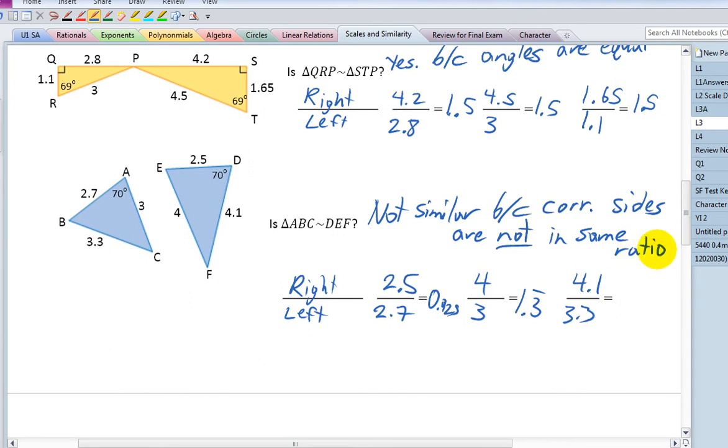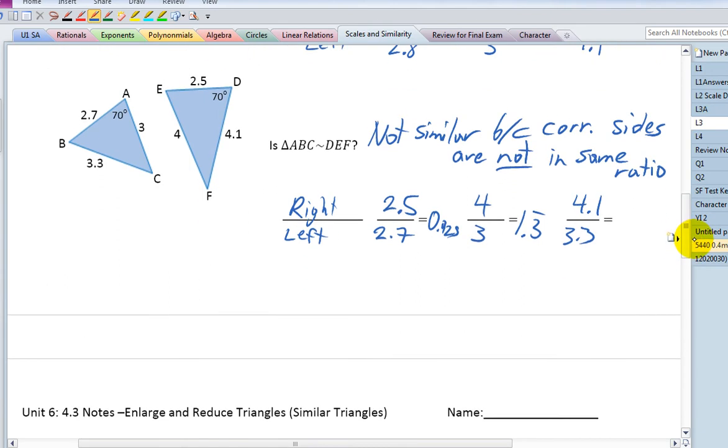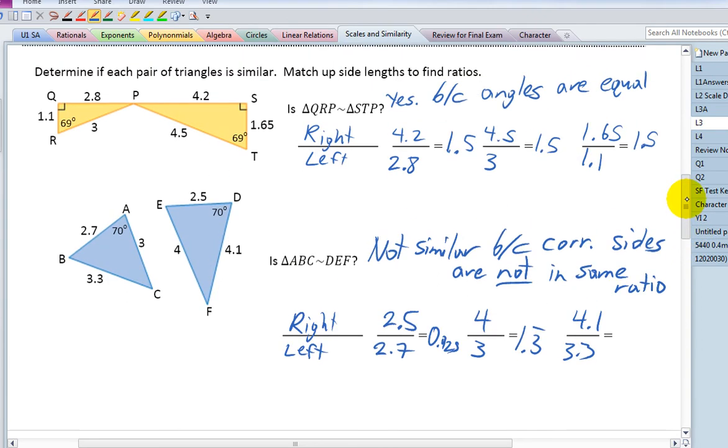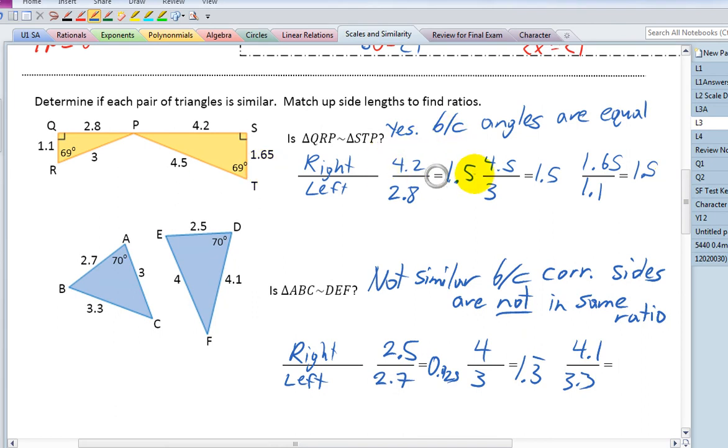Okay. If you want, you can write out corresponding. That's fine. I won't stop you. Okay. Any questions with that? So if you didn't know enough about the angles, but you got like we had up above, where they're all equal the same number, then you could say they are similar triangles because corresponding sides are equal or are in the same ratio. Oscar, question?